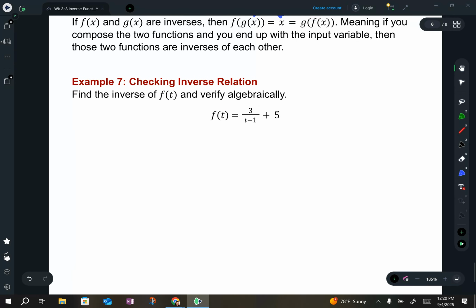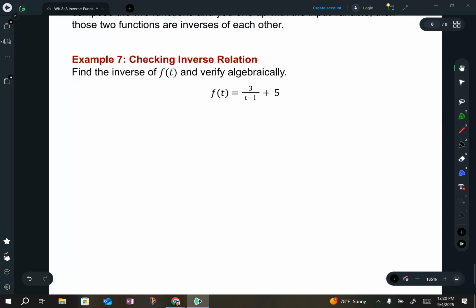So we're going to do this problem together. This one's a little bit harder algebraically than some of the stuff we've done so far. The first thing we're going to do is find its inverse, and then we're going to check to make sure that they're inverses by composing them. So step one, let's find the inverse of f of t. I'm going to first write y equals 3 over t minus 1, plus 5.